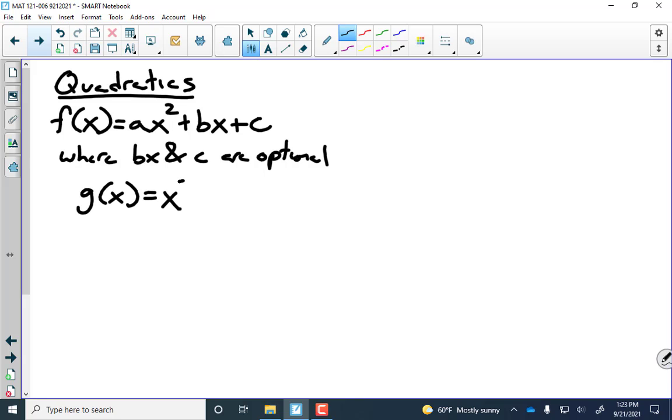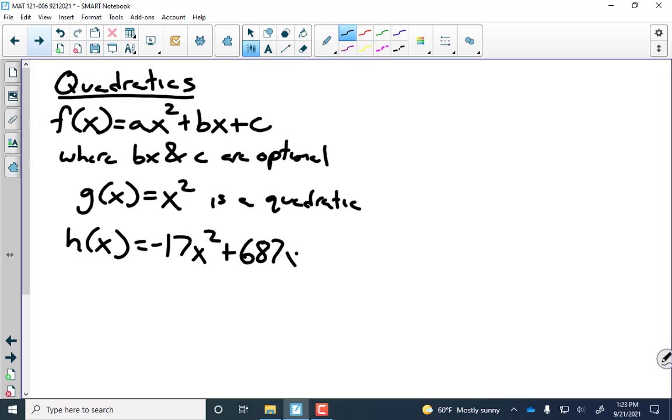You see, something as simple as this is a quadratic. In fact, you might even remember back when we first learned our 5 basic functions, I called this the basic quadratic. If you don't remember, that's okay. But they can also look like this. -17x squared plus 687x minus 12.2 is also a quadratic. Obviously, that one's a lot more complicated, but they're both considered quadratics.